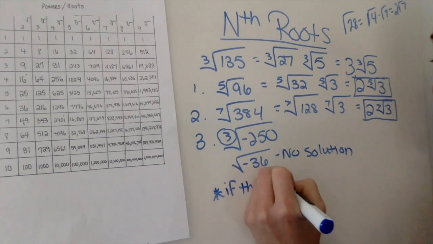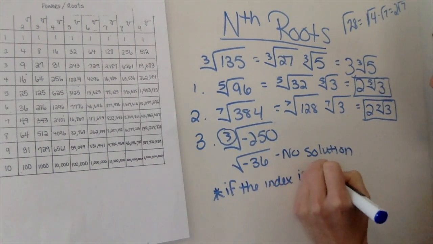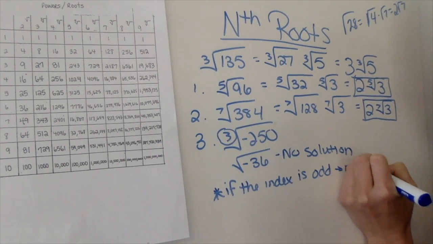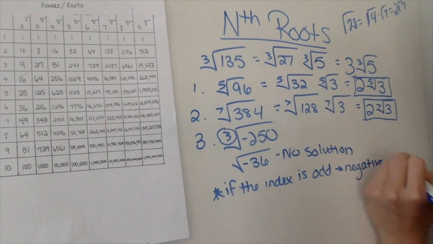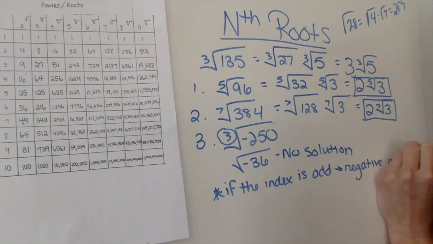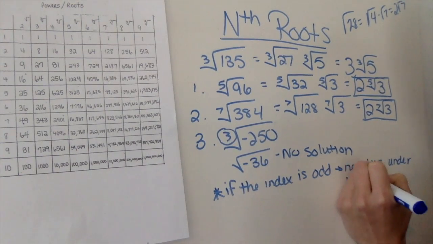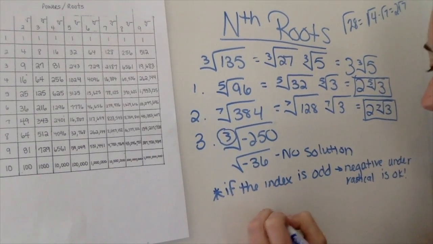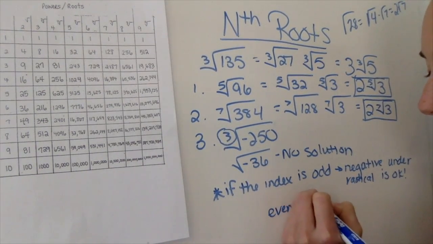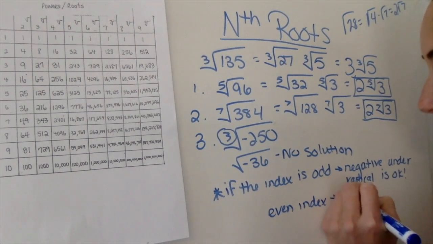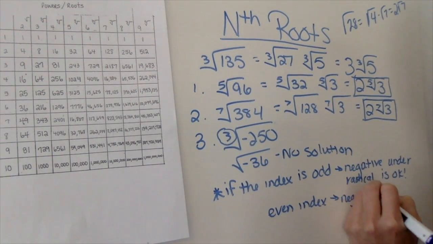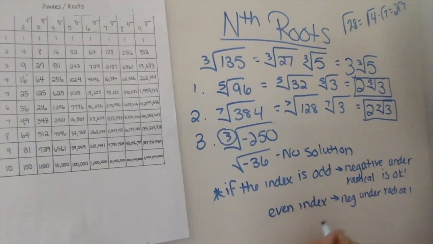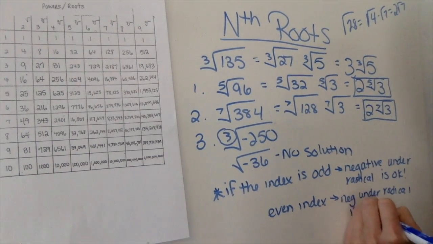So if the index is odd, negative under the radical is okay. Even index, negative under the radical is going to be our no solution. So square root, fourth root, sixth root.